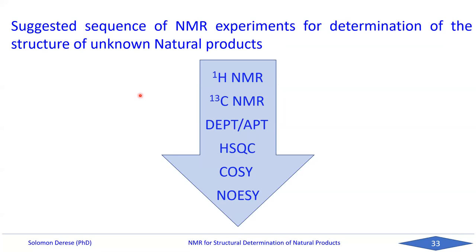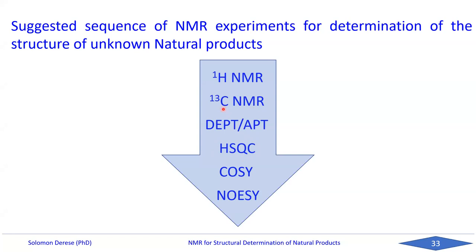So if you have to use different NMR techniques to determine the structure of an unknown organic compound, first use proton NMR, generate as much data as possible from that, and then use carbon-13 NMR, generate as much data as possible from that, from the chemical shift values, from the integration, from the splitting pattern, et cetera. And then you want to determine what type the carbons are, whether they are methylene, quaternary, or methyl. And then use the 2D technique called HSQC to determine which proton is on which carbon.